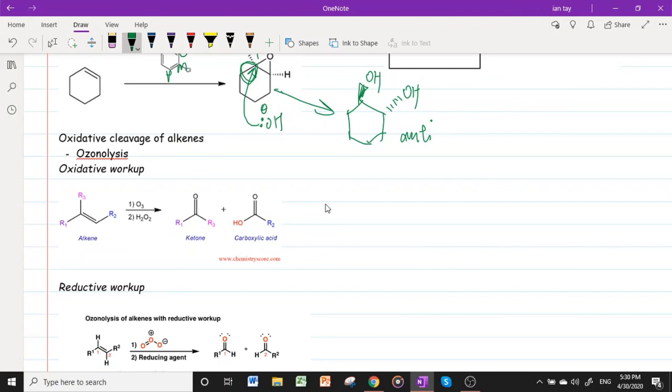Correct, there's an intermediate that looks something like this. I need to check the mechanism to double check how it works, but if I'm not wrong, it goes around like this.